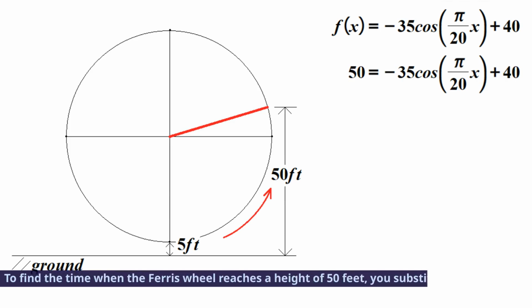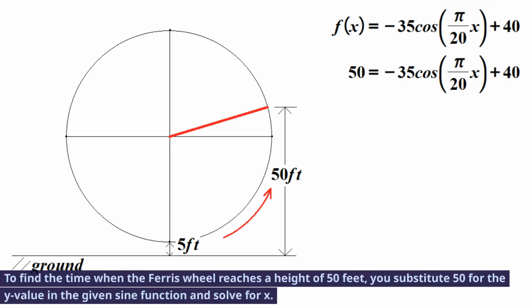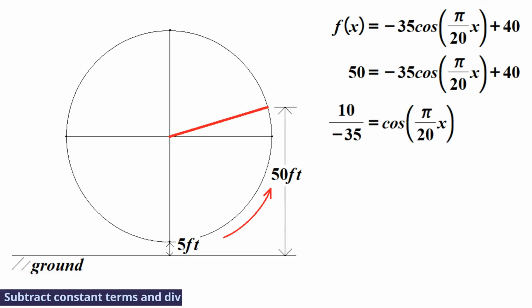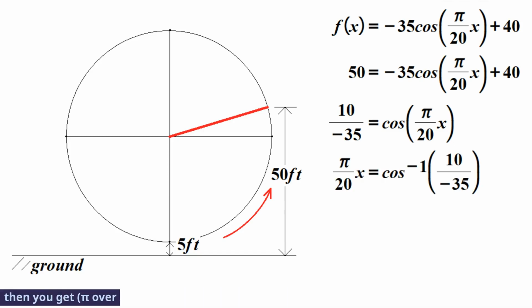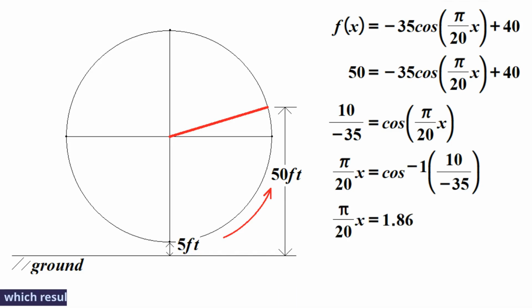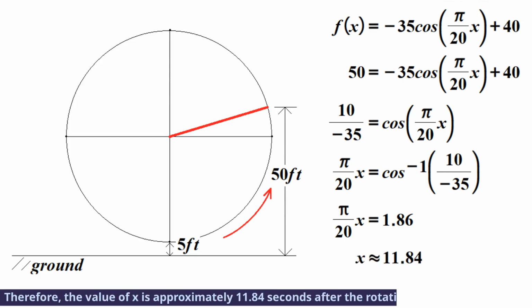To find the time when the Ferris wheel reaches a height of 50 feet, you substitute 50 for the y value in the given sine function and solve for x. Subtract constant terms and divide each side by negative 35. Then you get pi over 20 x equals cosine inverse of 10 over negative 35, which results in 1.86. Therefore, the value of x is approximately 11.84 seconds after the rotation begins.